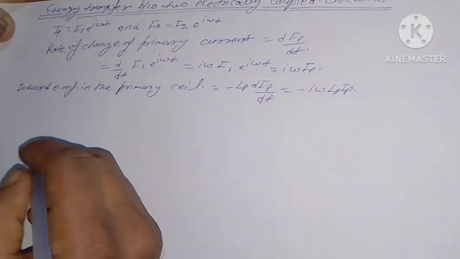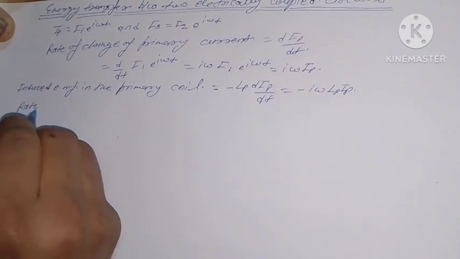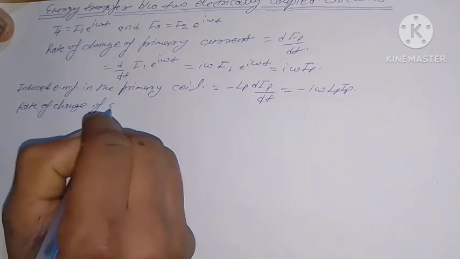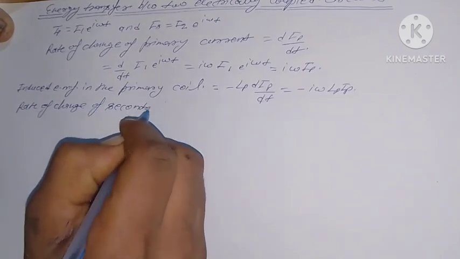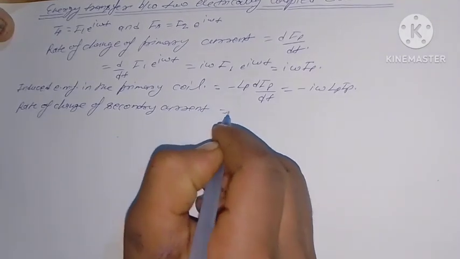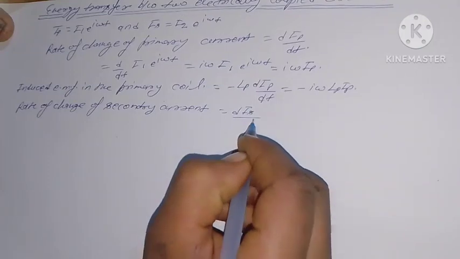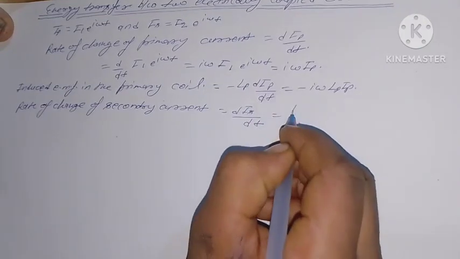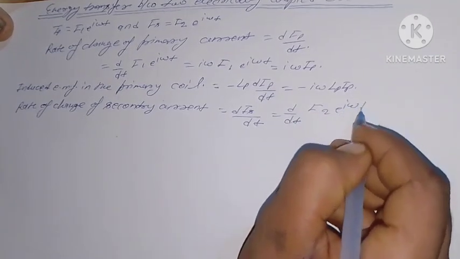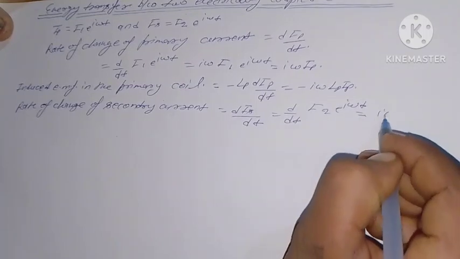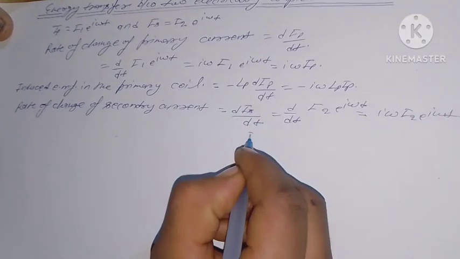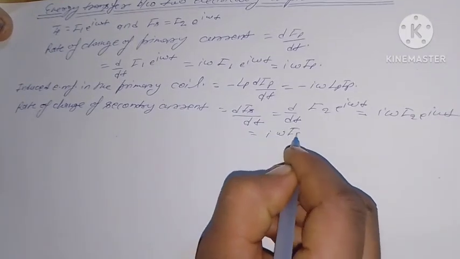And rate of change of secondary current. Rate of change of secondary current equal to dIS upon dt, that is d upon dt of I2 e to the power i omega t, equal to i omega I2 e to the power i omega t, that is i omega IS.